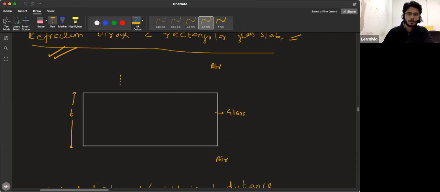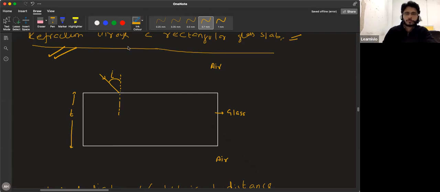This is the normal, and this is your incident ray. This is the angle of incidence. So your ray is traveling from air to glass. When a ray travels from air to glass, how will this ray bend? It will bend towards the normal, away from the normal, or it will not bend. What happened to this ray?